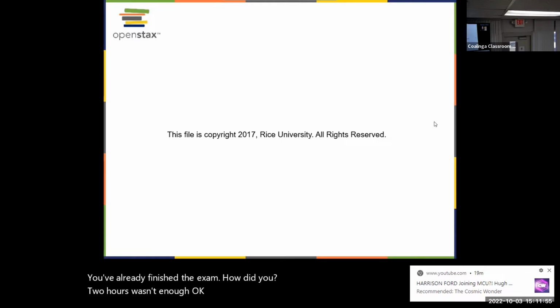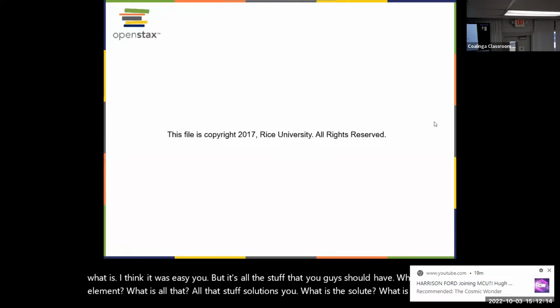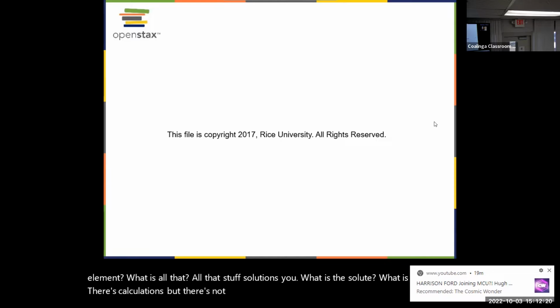Yes, this first one should be easy, right? I think it was easy, but it's all the stuff that you guys should know: what is a compound, what is an element, what are solutions, what is a solute. There are calculations, but not a lot of calculations. This next one, which is going to be happening in about a week and a half, will open up, bam, bam, bam, right? Yeah, the next one will be hard.